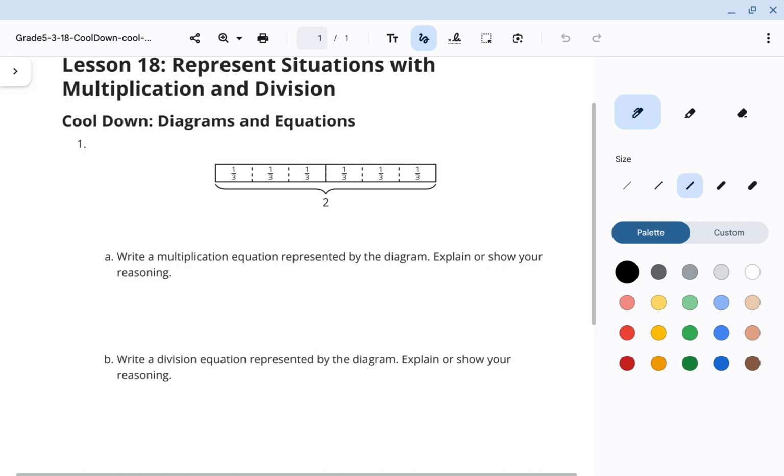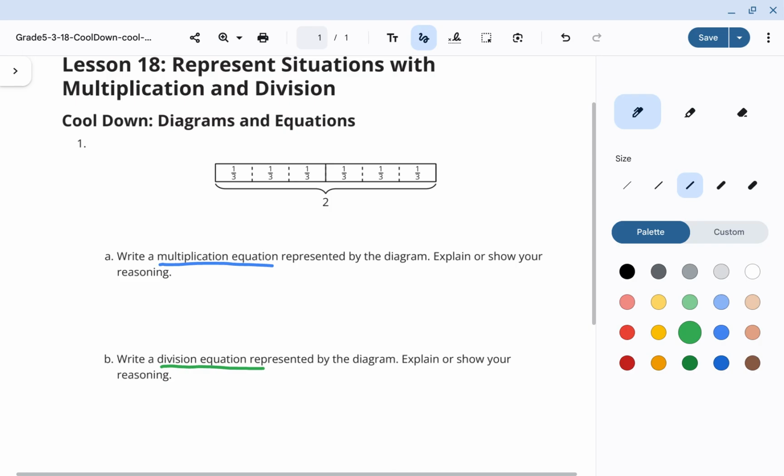Good morning, mathematicians. This is lesson 18, and I love this lesson because we're representing the same situation with multiplication and then with division. So take a look at our tape diagram because we are seeing a repeat of 1/3 until we have two wholes, right? Now in task A, we are asked to represent the situation in a multiplication equation, right? Now in part B, we are asked to represent that situation in a division equation, which again goes to support that we are mathematicians.